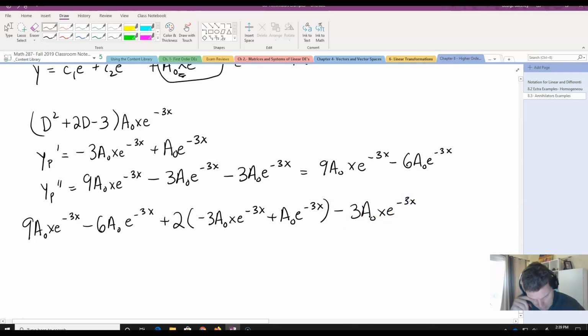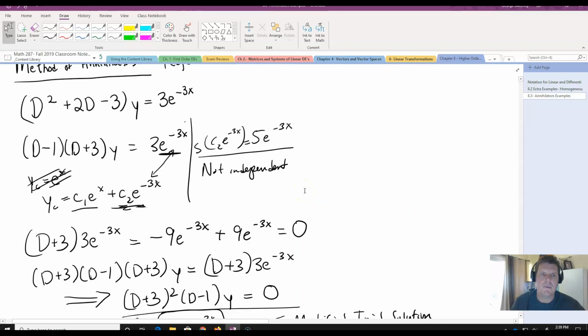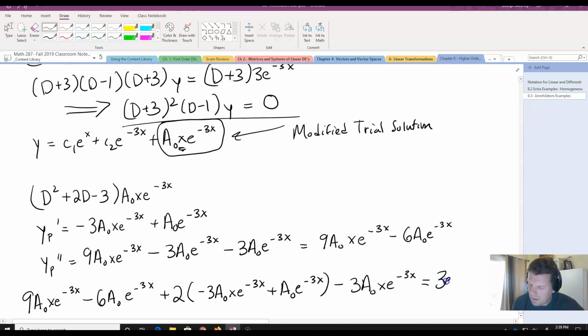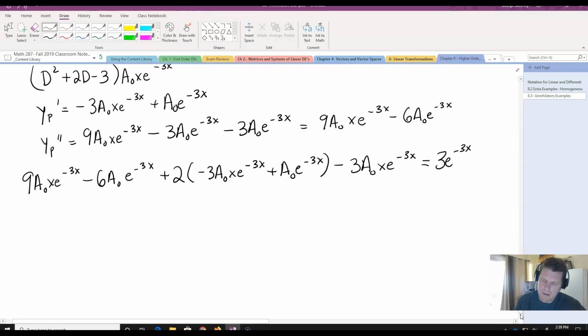All right. And that will all equal what our original right side was, 3e to the negative 3x. So now what we have is 9 a naught x e to the negative 3x, minus 6 a naught x e to the negative 3x, minus 3 a naught x e to the negative 3x. Yay! Thank goodness. It's got to zero out. So we're going to have 0 a naught x e to the negative 3x. I just put that there because it's really important. If we didn't zero out, we'd have a problem.